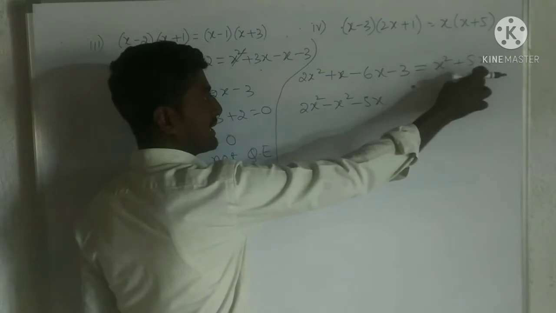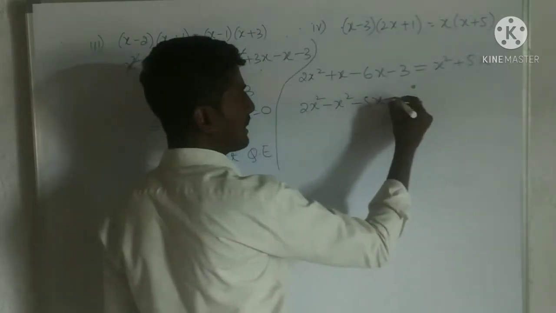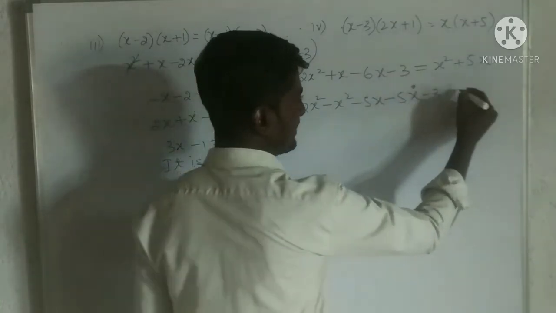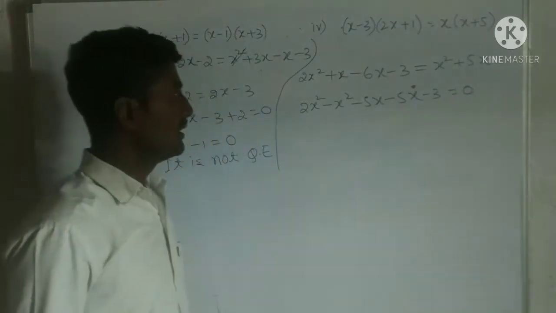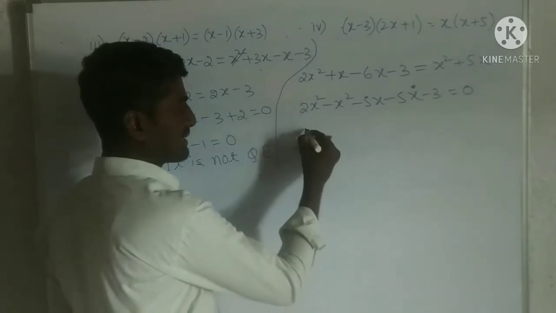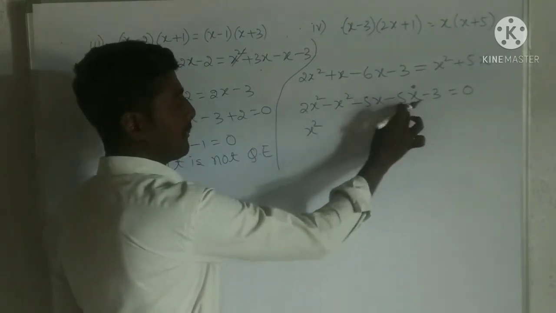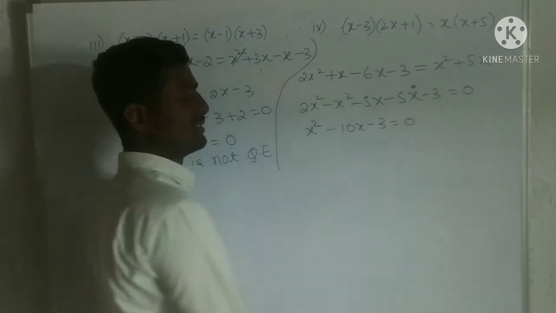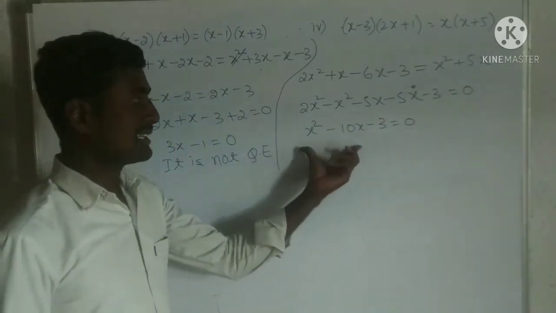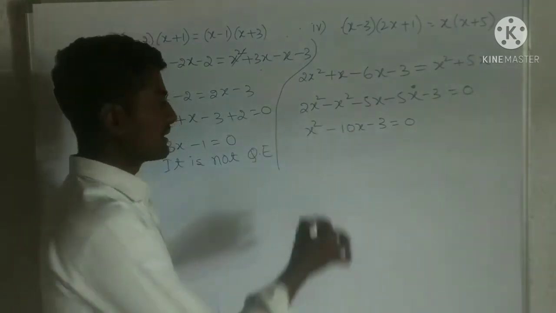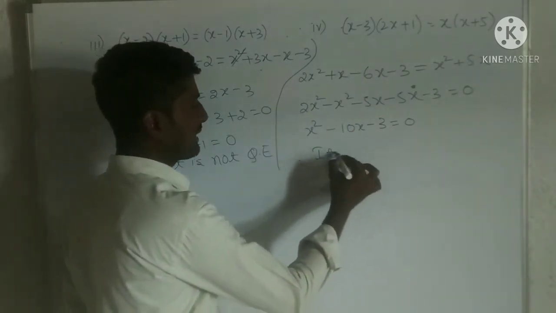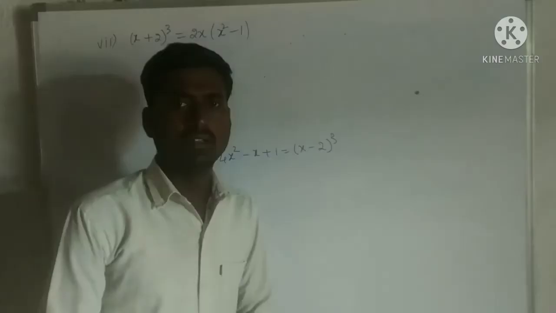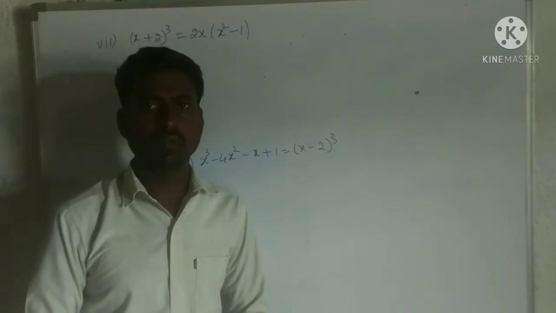And now take this plus 5x to the left. It will become minus 5x. On the LHS, minus 3 is there, is equal to 0. Now this is 2x square minus x square, that is x square, minus 10x minus 3 is equal to 0. Now the degree of this equation is 2. Therefore it is a quadratic equation. Now 5th and 6th, try to solve yourself.